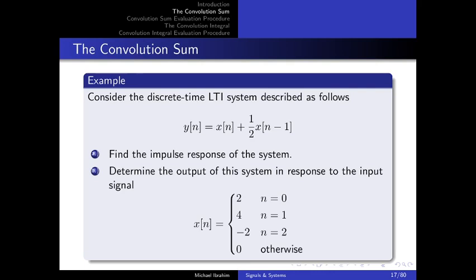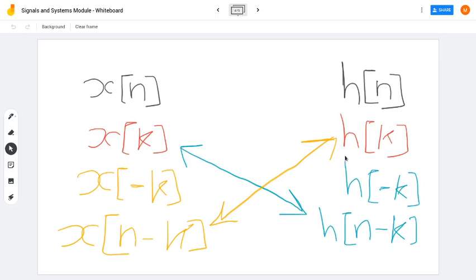Example: consider a discrete time LTI system, which has the following relation: y of n equals x of n plus 1/2 x of n minus 1. First, we need to find the impulse response of this system, and next we need to get the output for this input, x of n. So let's see how it goes. So let's move to our whiteboard over here.